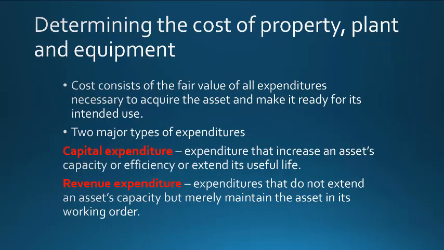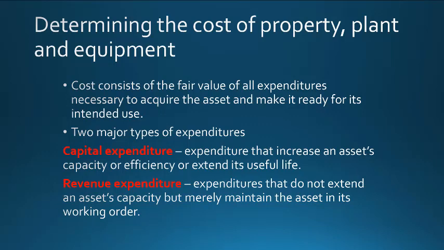Now, we have to determine first the types of expenditures. This is important because we have to determine whether the expenditure that we had incurred will be capitalized or will be expensed. The first type of expenditure we call capital expenditure. When you say capital expenditure, this expenditure increases the asset's capacity or capabilities or efficiency, or it extends its useful life. While revenue expenditures are expenditures that we incurred which do not extend the asset's capacity but merely maintain the asset's operation.